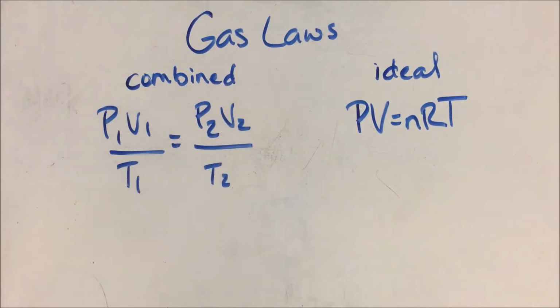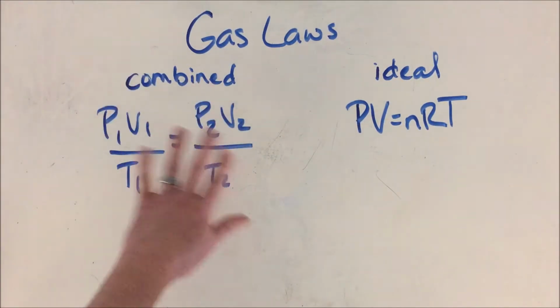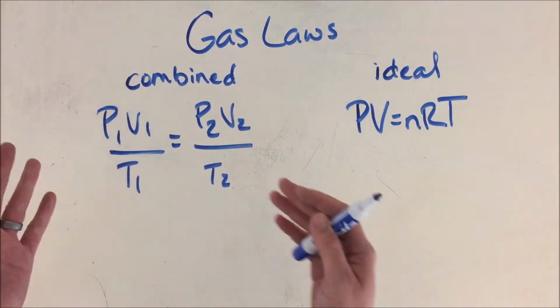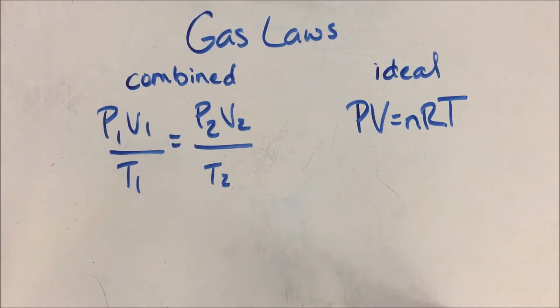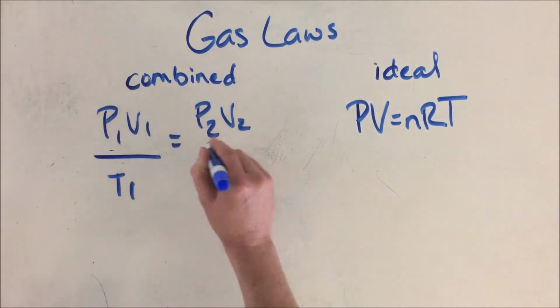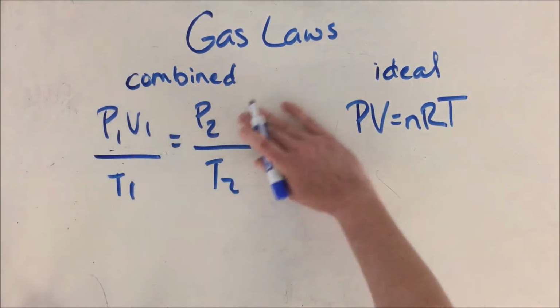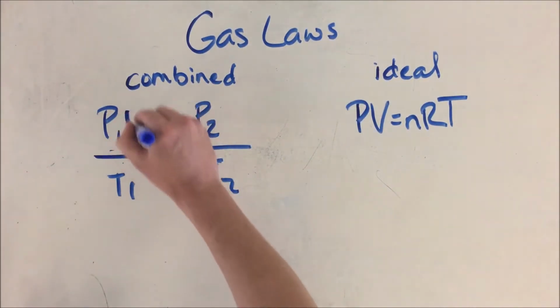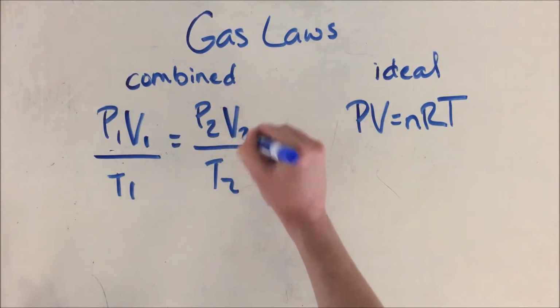The best thing about memorizing the combined gas law the way that it is, is that you don't really have to memorize your individual gas laws, like Boyle's law, Gay-Lussac's law, and Charles' law. If they ever say temperature is held constant, well, then you just literally get rid of temperature and you're left with the gas law that you need. If they say volume is held constant, well, you erase volume and you're left with the gas law that you need. All right? So that's kind of the way that works out.